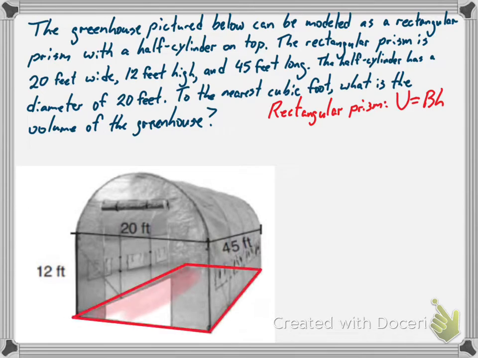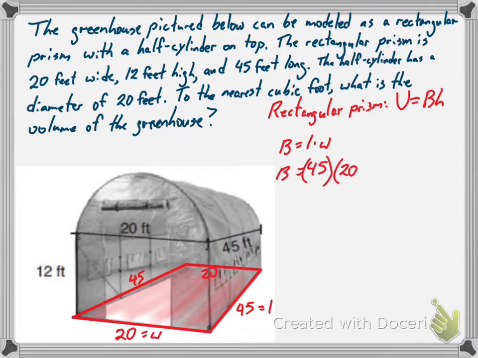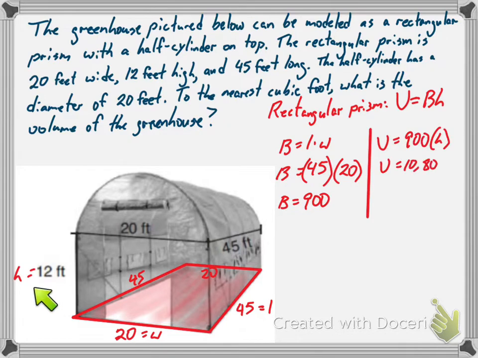So what's the area of this base? It's a rectangular base, so the area of the base is length times width, and they told us it's 45 and 20. 45 times 20 is 900. That's the area of the base of this rectangular prism. And then we just want to multiply it by this height right here. 900 times 12 is 10,800. So that's the volume of this rectangular prism down below.